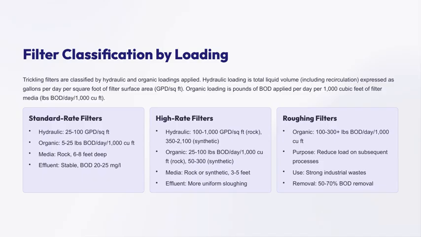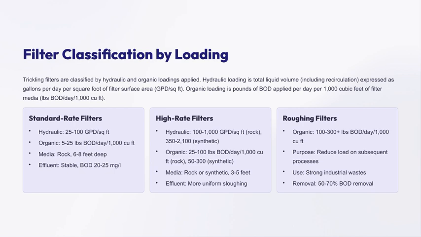Now, let's take a closer look at how trickling filters are classified based on loading, which is essential for understanding their design and operation. First, we have the concept of hydraulic and organic loadings. Hydraulic loading refers to the total liquid volume, including recirculation, expressed in gallons per day per square foot of filter surface area. This helps us quantify how much liquid is passing through the filter relative to its size. Organic loading, on the other hand, measures the pounds of BOD, biochemical oxygen demand, applied per day per 1,000 cubic feet of filter media. This indicates how much organic matter the filter is processing.